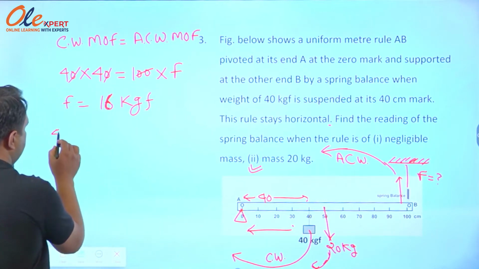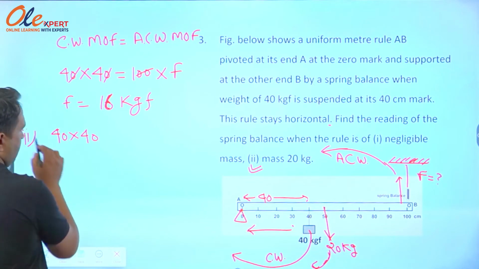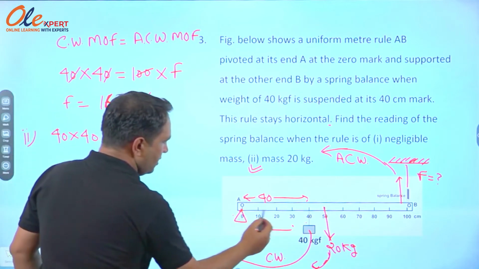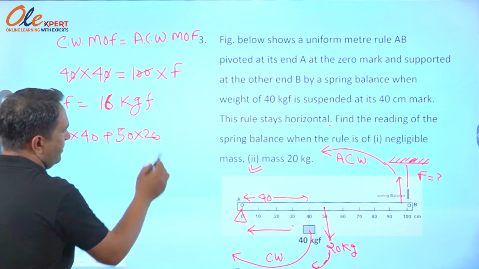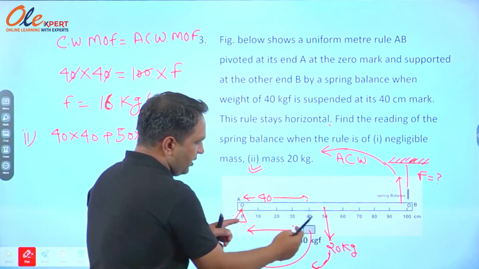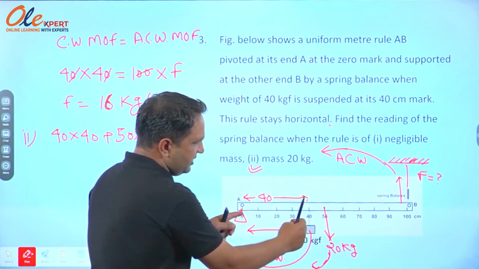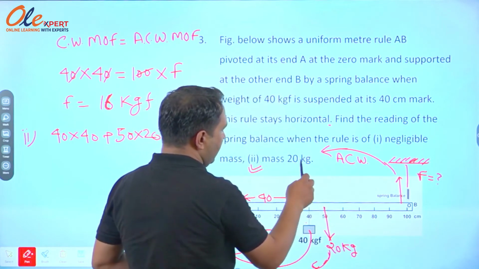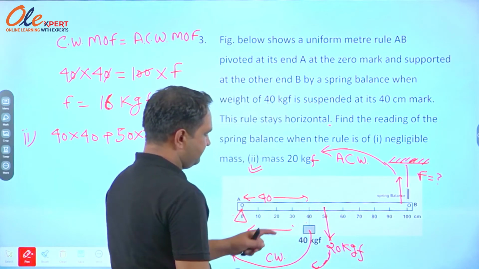40 into 40 for this plus 50 into 20. Are you getting? This moment of force is 40 kgf into 40 centimeter. And now this must also be in kgf. Suppose that this is also in kgf.